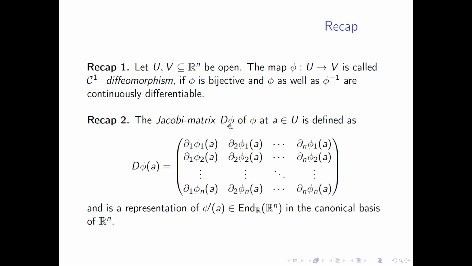So phi is a map from R^n to R^n, or subsets of R^n to R^n. So we have n components, phi 1 up to phi n, and we also have n variables, and delta 1, delta 2, delta n are then the partial derivatives with respect to the first, the second, or the nth component. So for a C1 diffeomorphism, we can write down the Jacobi matrix, and the Jacobi matrix is given as this here.